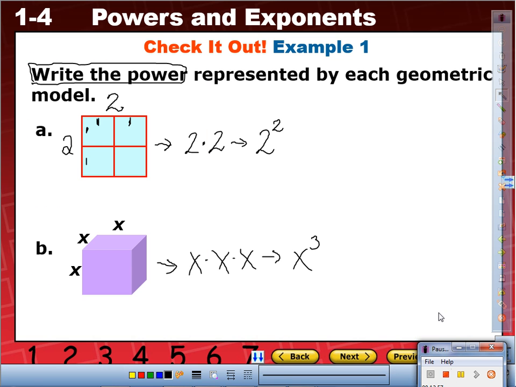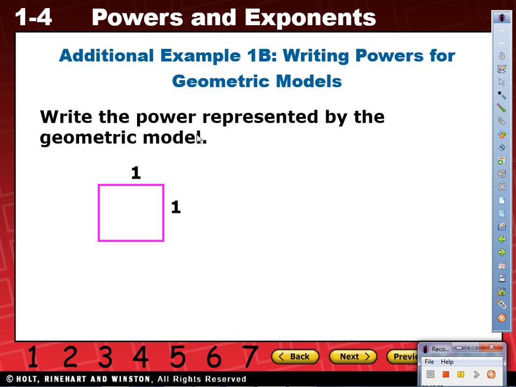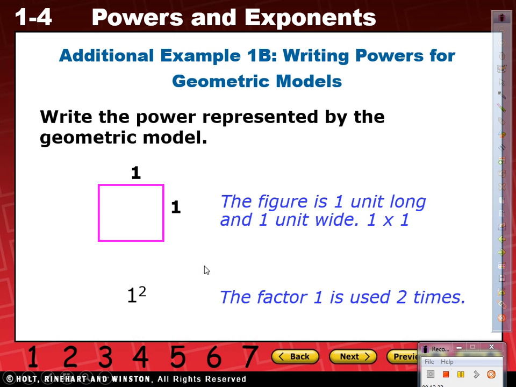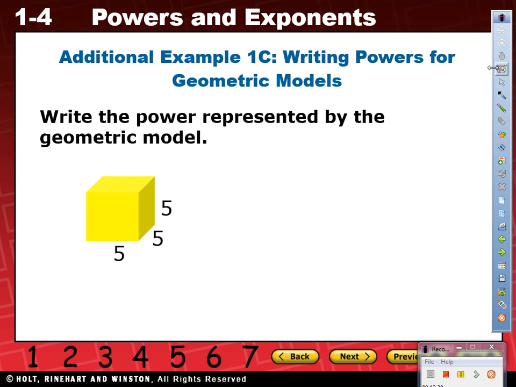All right, here we go. So copy these next ones and see if you can do this next one by yourself. You can copy it right next to this. Example 2A. All right, so everybody copy this and you did this by yourself, right? So it says, example 2B, was it? Yeah, 2B. It says, write the power represented by the geometric model. So you should have written the power, which is 1 to the second exponent. Is that correct? All right, copy this next one down, please. Example 2C.